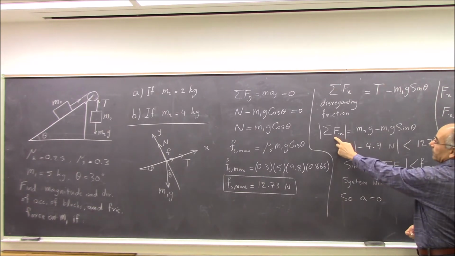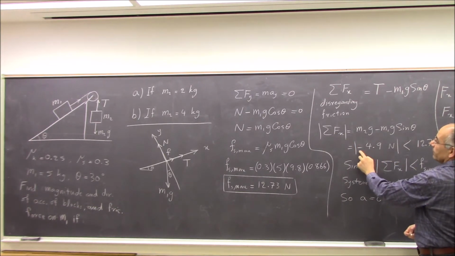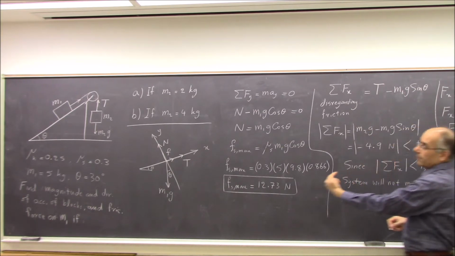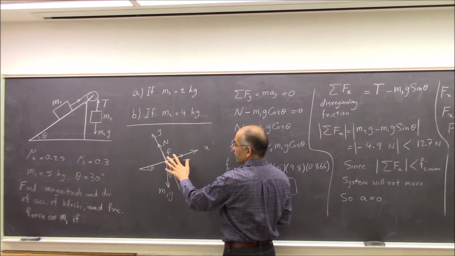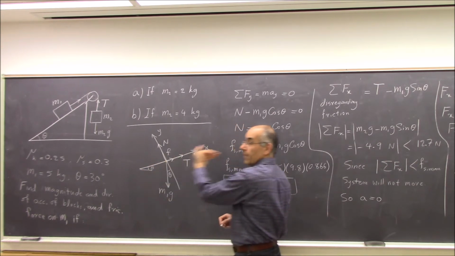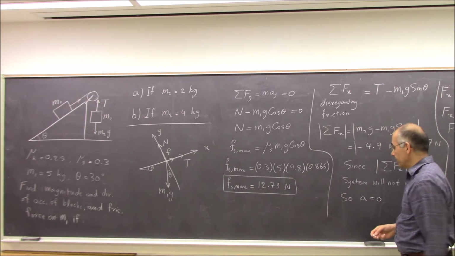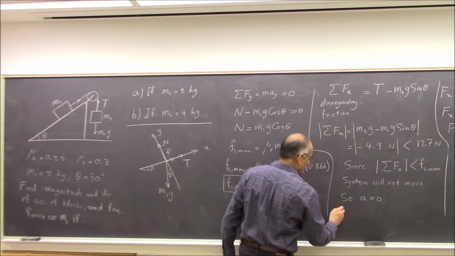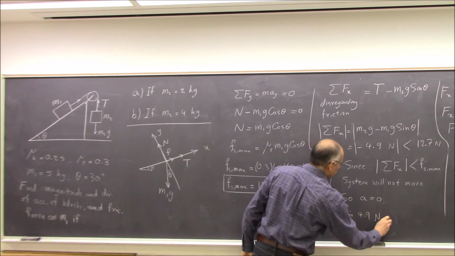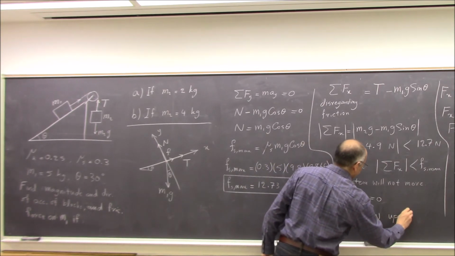If we calculate all the x components, it became negative 4.9 Newton, and x direction was this way, means the sum of all the x components is down the ramp. Therefore, the friction will be up the ramp. So Fs is 4.9 Newton up the ramp.